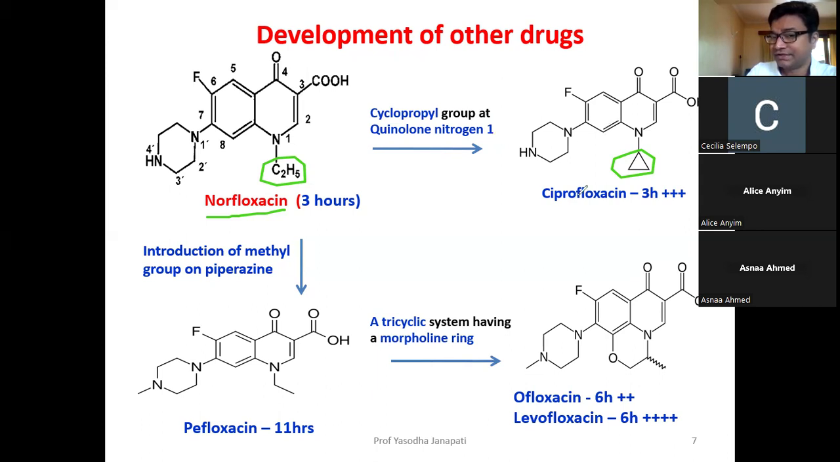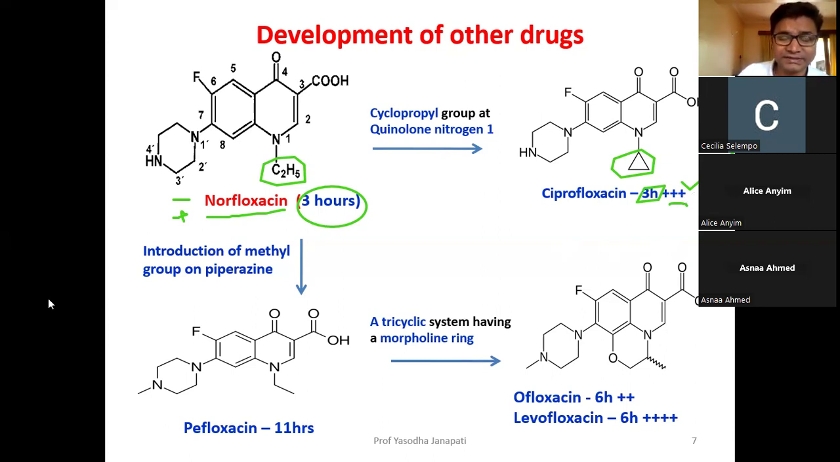With the cyclopropyl group, we got the drug called ciprofloxacin, which is 3 hours active. Even norfloxacin was also active for 3 hours. But the advantage is that ciprofloxacin showed more activity towards gram-positive bacteria. Norfloxacin was having activity towards gram-negative bacteria. Now this drug has become broad spectrum. Here also broad spectrum, not much, but here it becomes 3 times more active towards gram-positive bacteria, by simply changing the ethyl group to a cyclopropyl group.